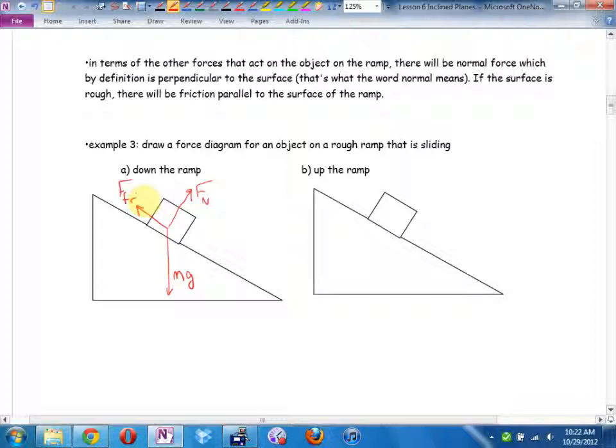And what if we're sliding up the ramp? Okay. mg down. Still a normal force, 90 degrees to the ramp. By the way, the word normal in math means perpendicular or 90 degrees. That's why we call it the normal force. We're saying it's always 90 degrees to the surface. Which way is this block sliding? Which way is friction?